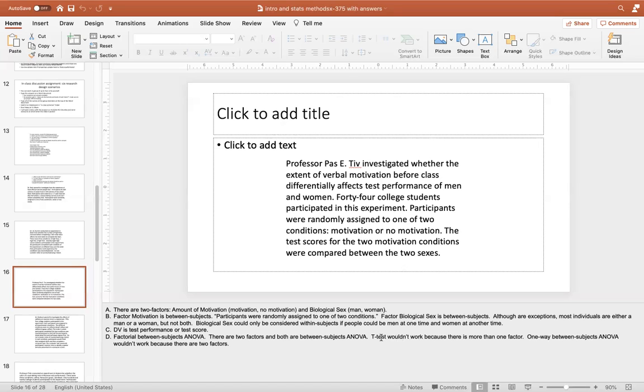And once again, a t-test wouldn't work because there's more than one factor. You can only use a t-test if there's one factor with two levels. Here we have two factors. Therefore, no, a t-test would not work. You also could not use a one-way between subjects ANOVA because, once again, there are two factors. One way means one factor. So you can't use a one-way ANOVA because this research design had two factors. The correct hypothesis test would be factorial between subjects ANOVA. That was scenario 3. 3 more to go.